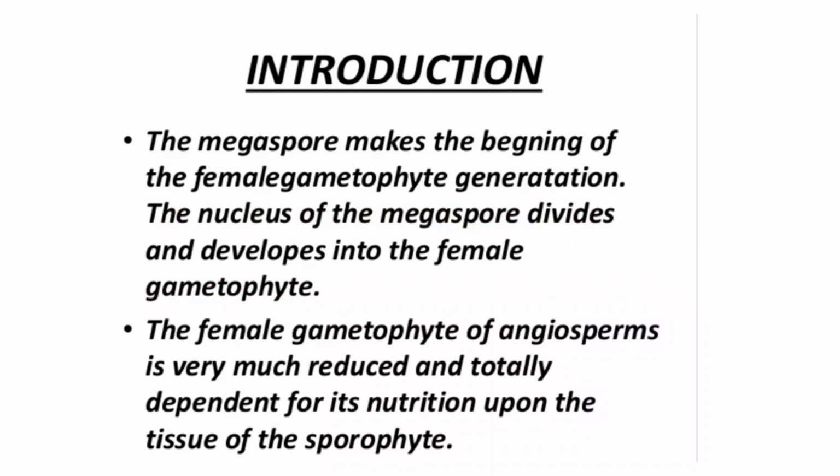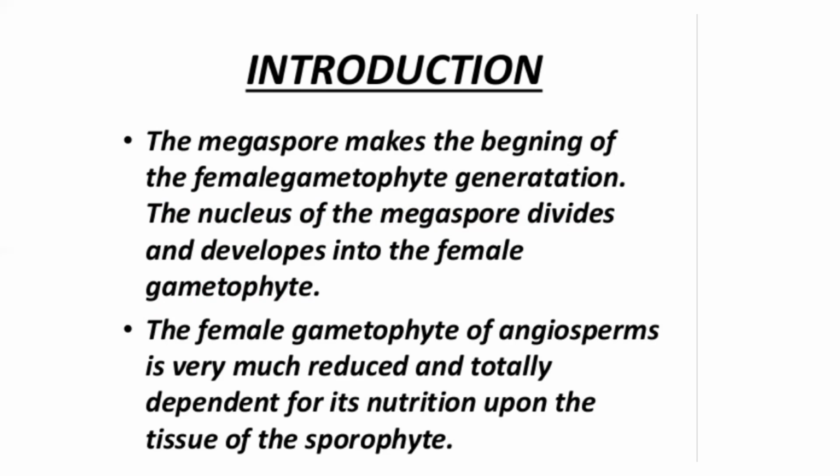So the types of embryo sac. Okay, madam. The introduction part. During the maturation of the ovule, one or more cells of the nucellus develop into archesporial cells, or otherwise the megaspore, which makes the beginning of the female gametophyte generation. So the nucleus of the megaspore divides and develops into the female gametophyte.